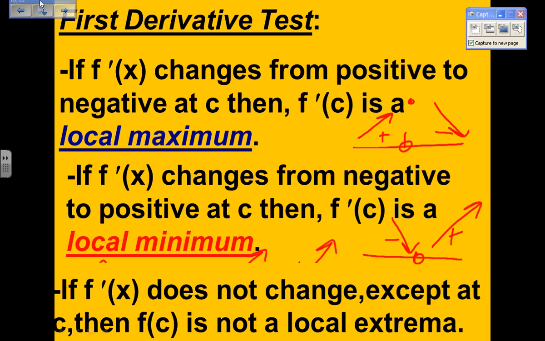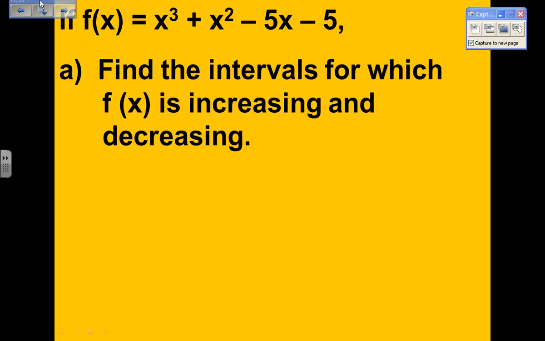You ready, Grizz? Grizz is giggling. All right, moving on. Grizz, focus, Grizz, focus, Grizz, focus.